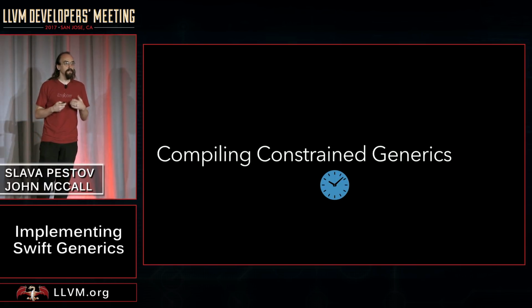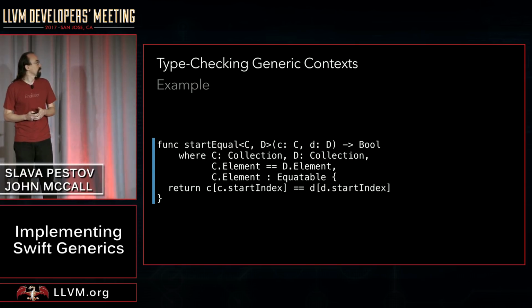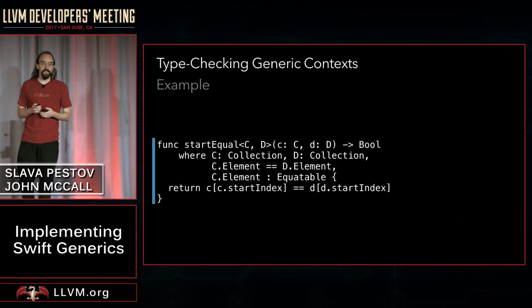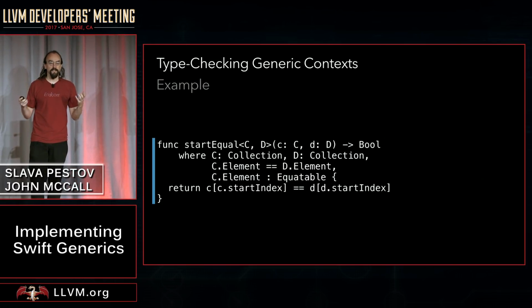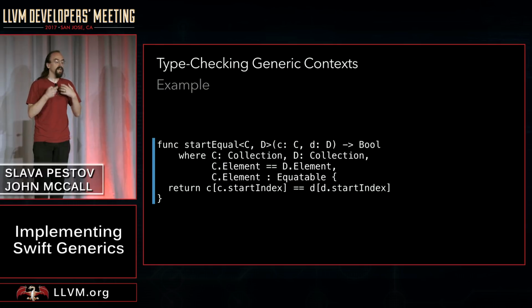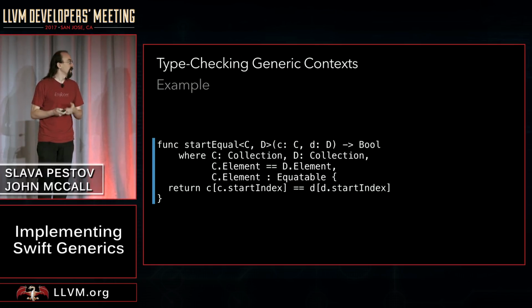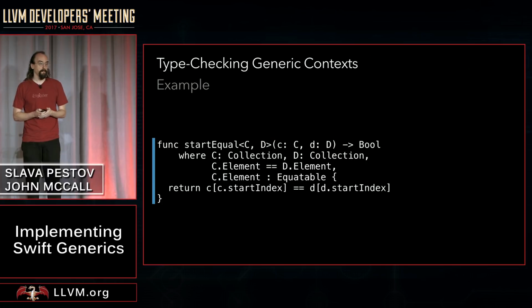So let's get into the meat here about how we actually compile constrained generics. So here's a simple little example. It's a function that takes two different collections, potentially of different collection types, but they have to have the same element type, and moreover, that element type has to be equatable. And the only thing that this function is going to do is check whether the first element of each of these collections happens to be equal.